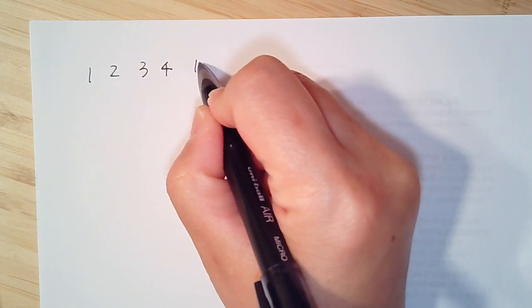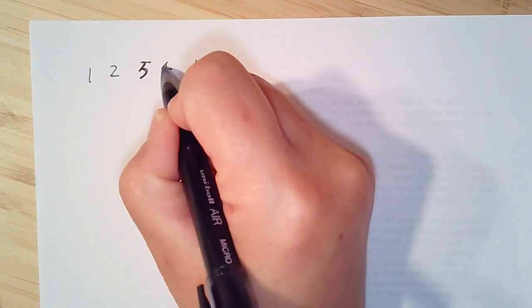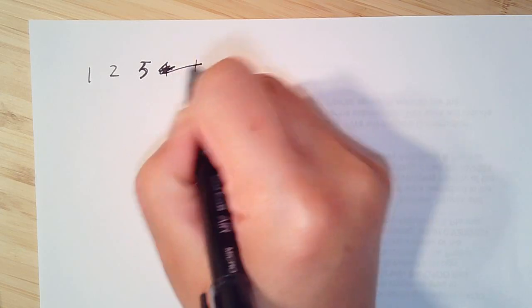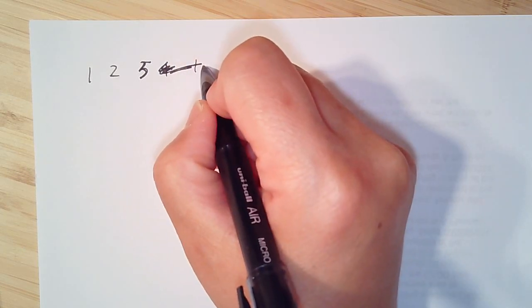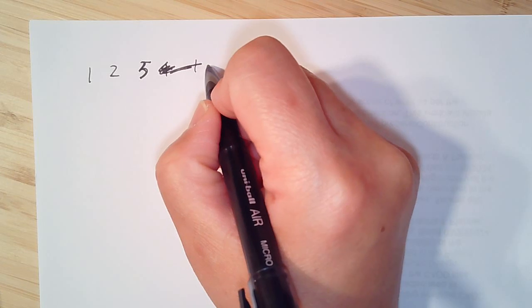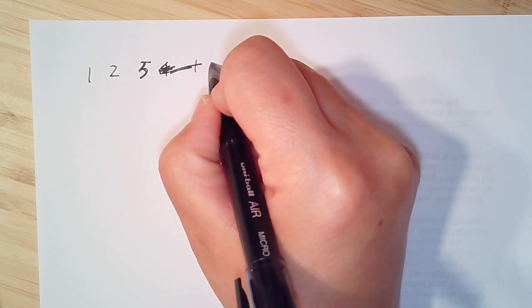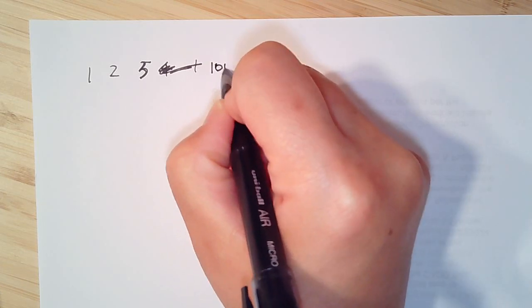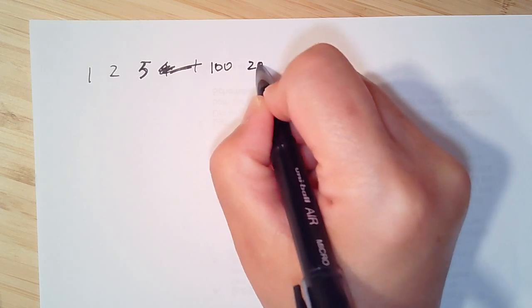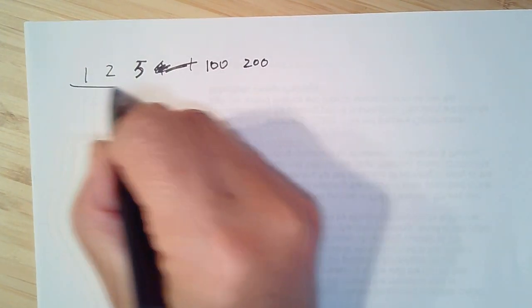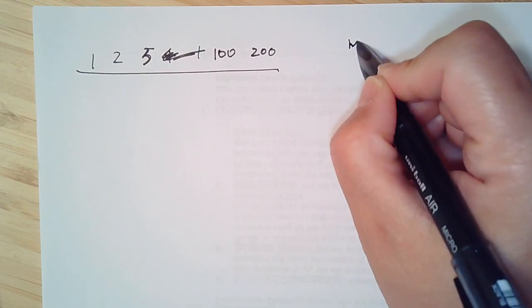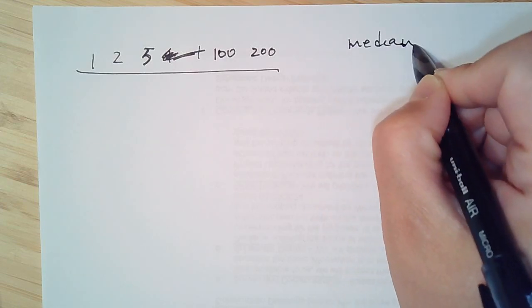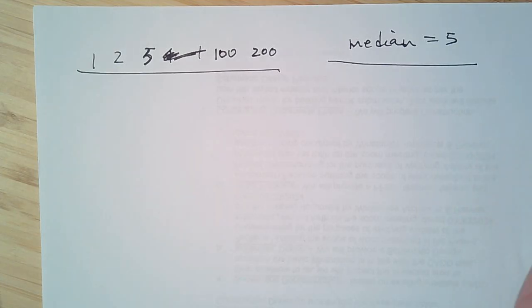Now I'm giving you another example. You're going to see what I'm saying. Okay, I gave you 1, 2, 5, 100 and 200. Doesn't matter. Okay, so all right, now let's see. What is the median in this case? It's 5, isn't it? Right, that's the population median.